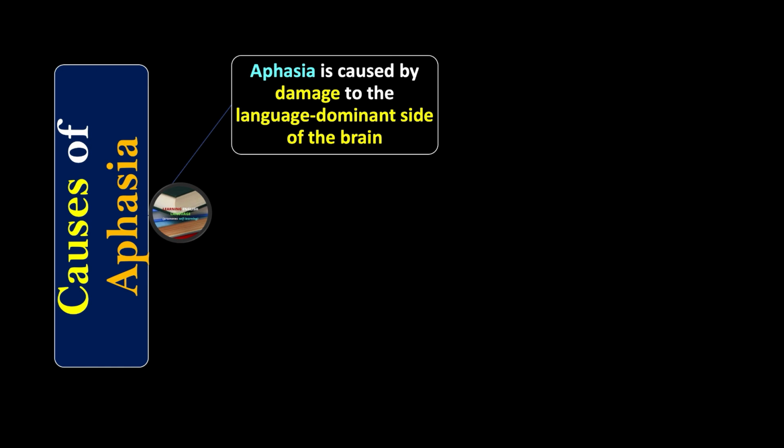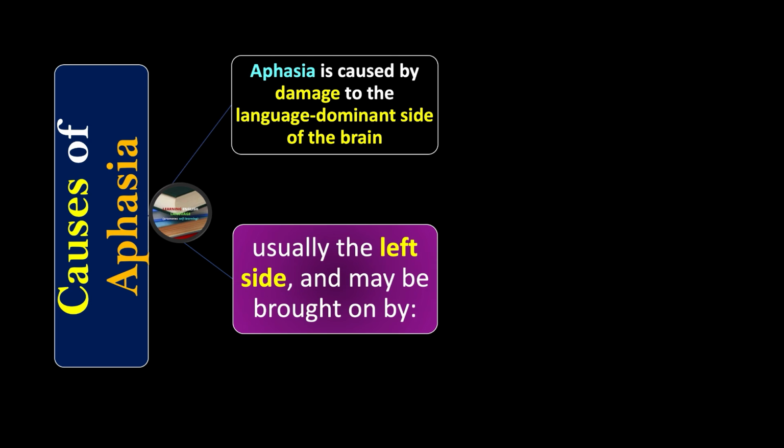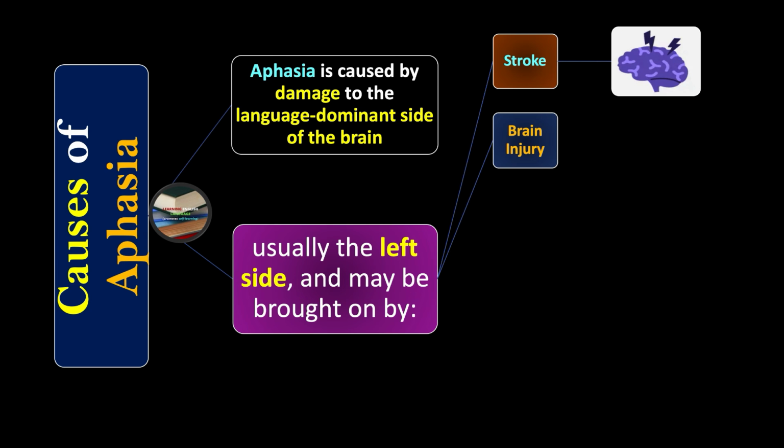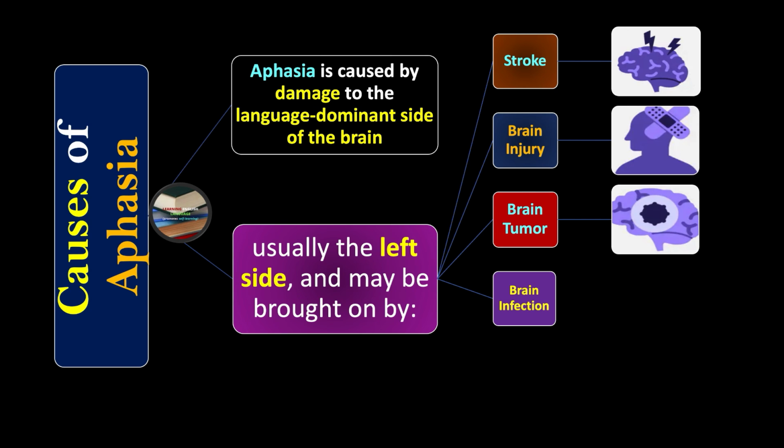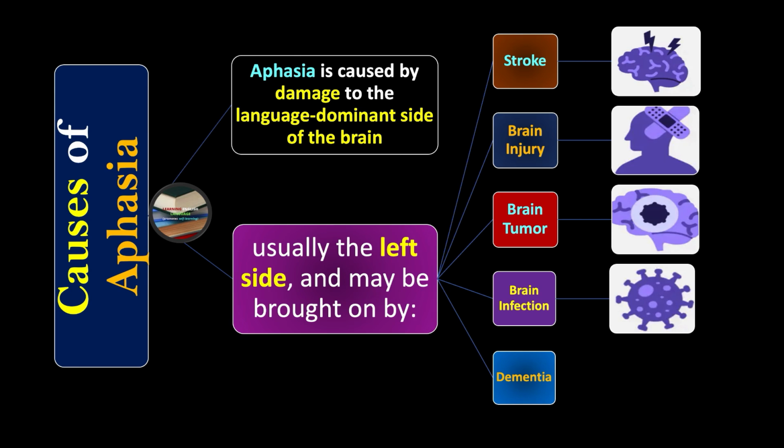Aphasia is caused by damage to the language dominant side of the brain, usually the left side, and may be brought on by a stroke, as you can see in the picture, by brain injury, as you can see in the picture, by brain tumor, as you can see in the picture, by brain infection, you can see this in the picture, and dementia, you can also notice it in the picture. These are some of the most important causes of aphasia.